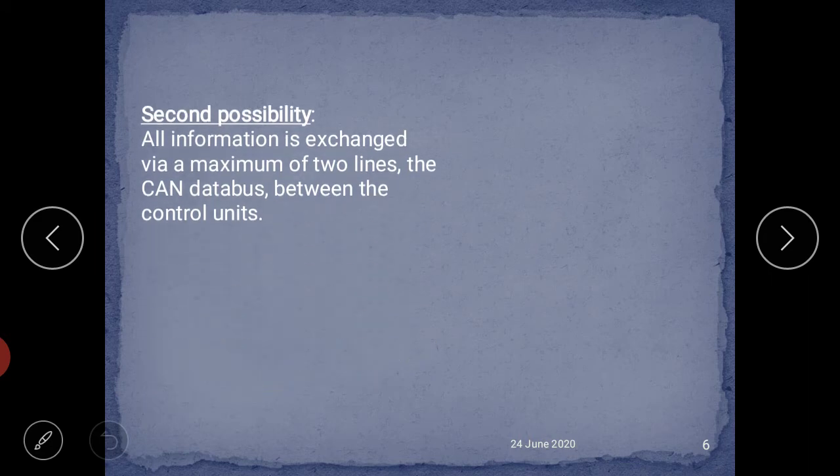Now, what is the second possibility? All the information is exchanged or shared via a maximum of 2 lines, the CAN data bus, between the control units. So instead of using a separate line for a separate function, I use 2 common wires to which all the controllers are connected, and thus they can share their information with each other via these lines. So there is less complexity. It saves my space, it also saves my cost.